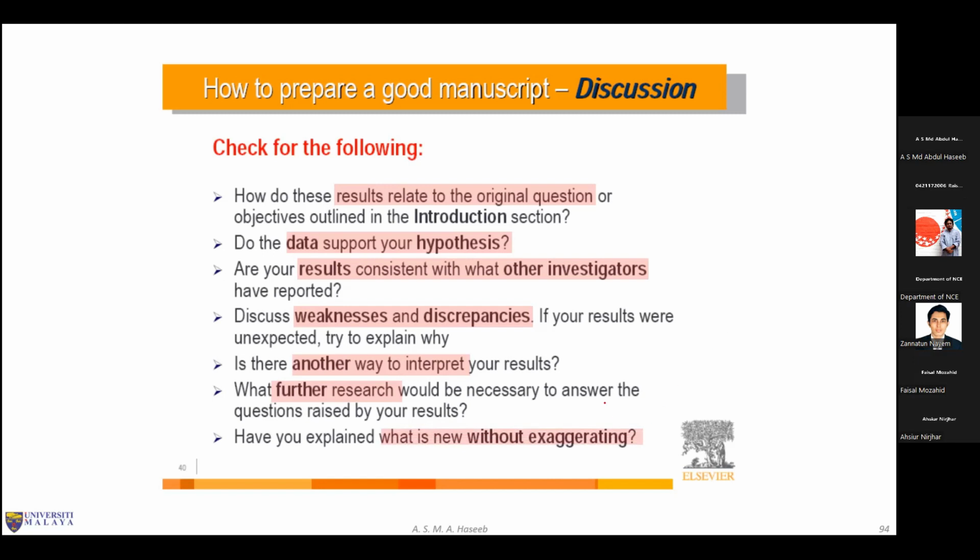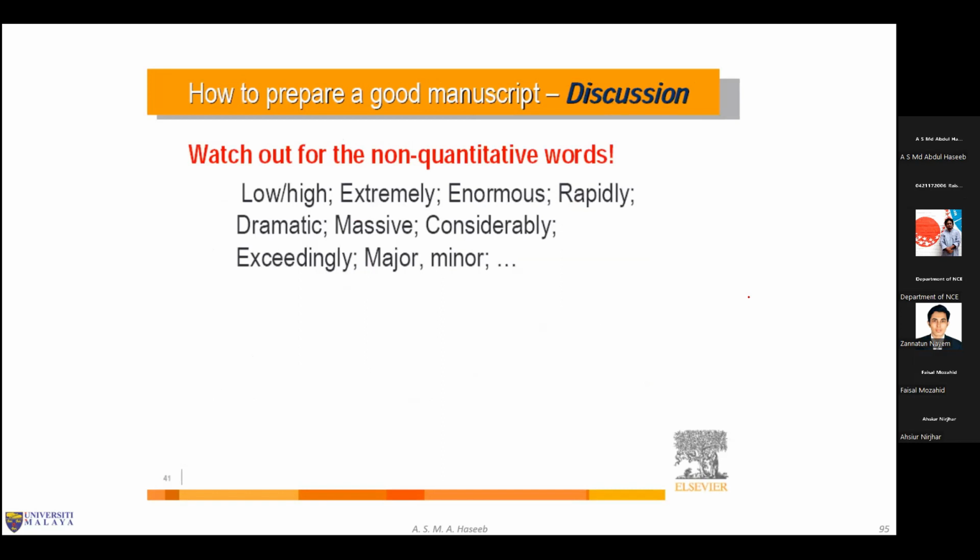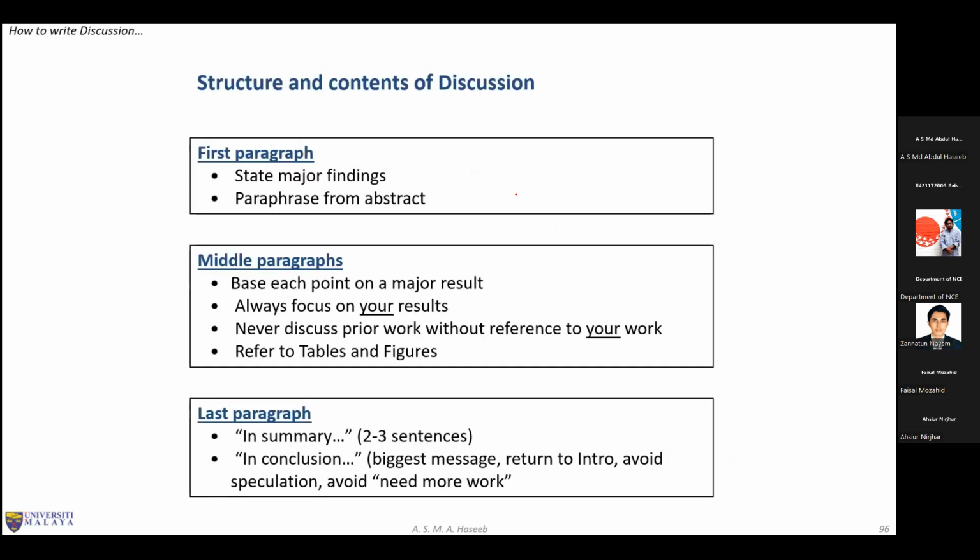Whatever you do, don't exaggerate things because it will be read by experts. They know things. And if you tell something which doesn't have any basis, then it will be considered as a negative point for you. Try to avoid words like extremely, enormous, considerable, exceedingly. These kinds of words are not quantitative. They're not too scientific, so try to avoid them.